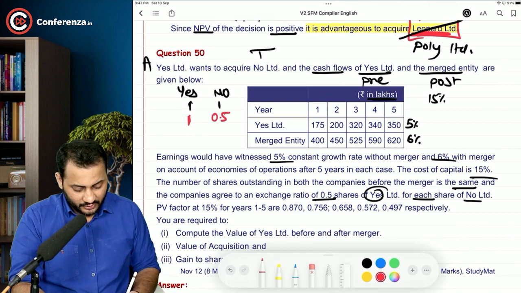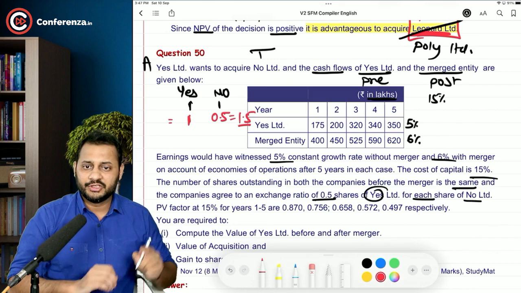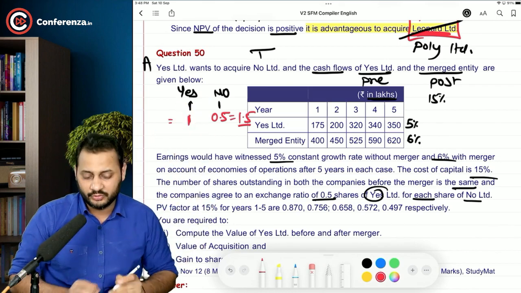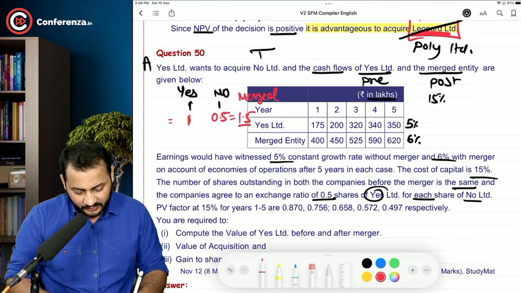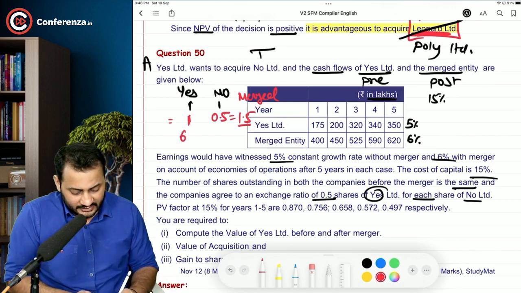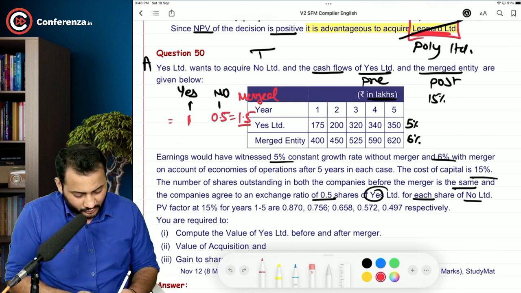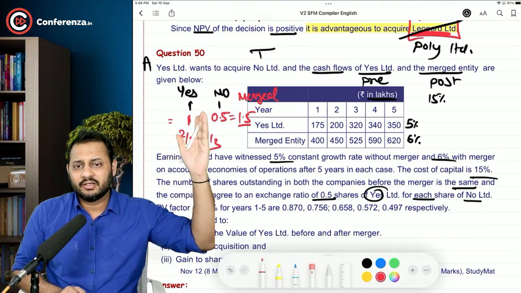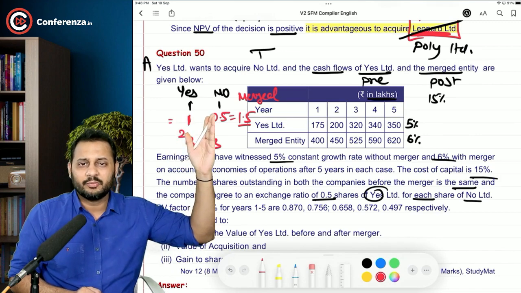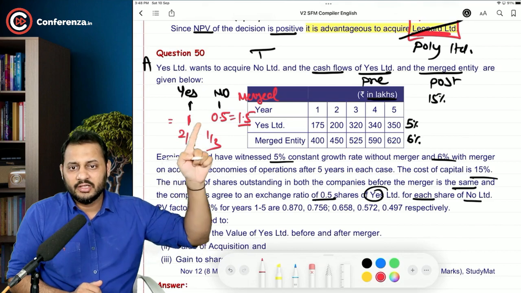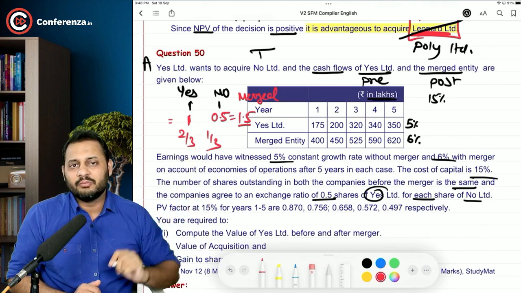So after merger, it looks like this. Total number of shares is 1.5. Out of which 1 share is held by the Yes Limited shareholders and 0.5 is held by the No Limited shareholder. This is the scenario in the merged entity. So what is the proportion of holding? It's very simple, sir. 2 by 3, 1 by 3. Or you can say 66.67% here, 33.33% here. 1 divided by 1.5 is 2 by 3. 0.5 divided by 1.5 is 1 by 3.